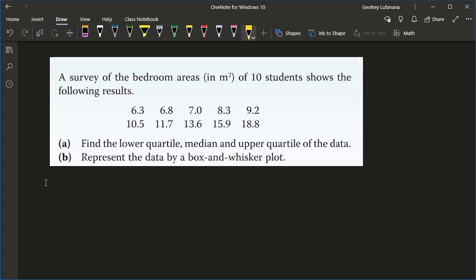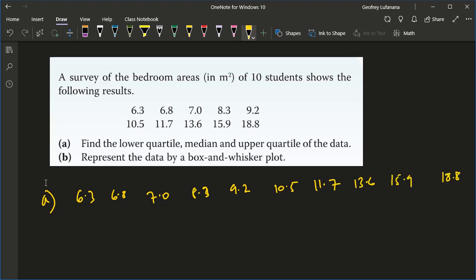So luckily enough, our data is already arranged in order, so I'm going to put it as a list. So that's 6.3, 6.8, 7.0, 8.3, 9.2, 10.5, 11.7, 13.6, 15.9, and 18.8. So I'll start with the median.